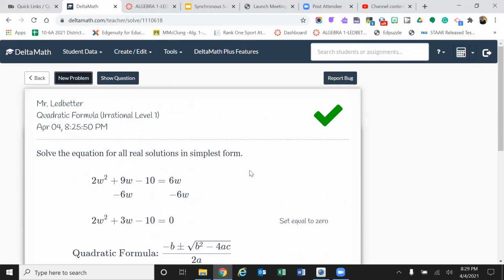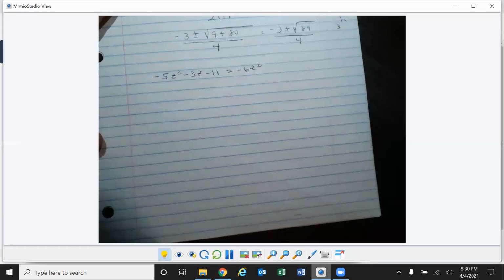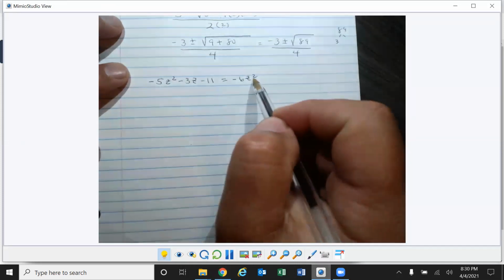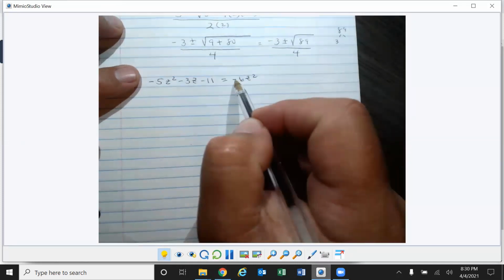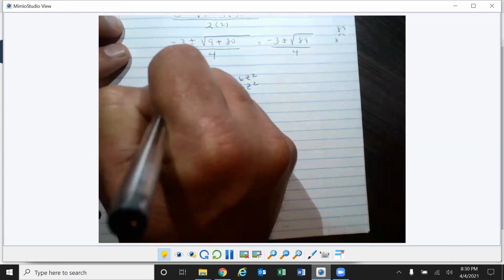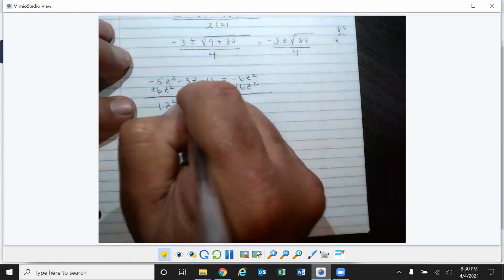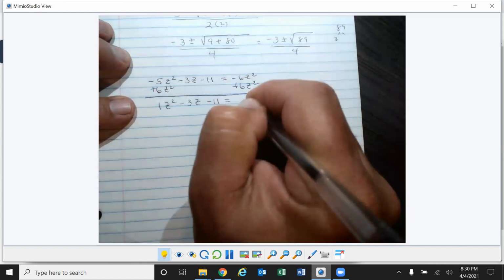Okay, let's do one more. I'm going to write this problem down: negative 5z squared minus 3z minus 11 equals negative 6z squared. So I'm going to go to my paper. Remember, I want everything on one side. This z squared needs to be lined up with this z squared. Since this is a minus, we're going to say plus 6z squared to both sides. So that's going to be 1z squared minus 3z minus 11, and this is a 0 pair, so it'll be 0.